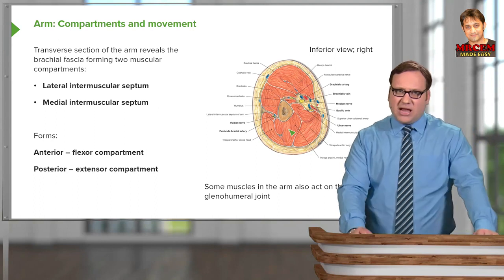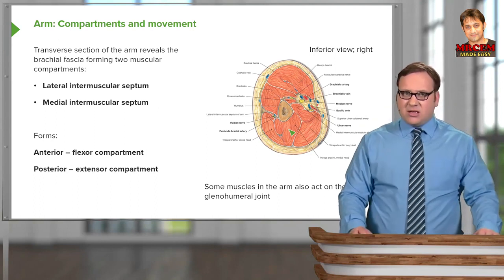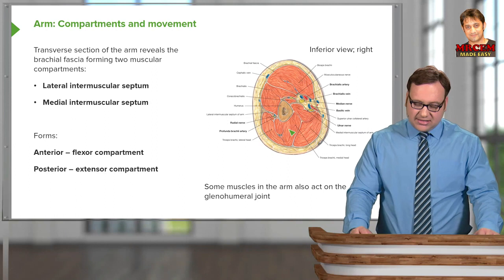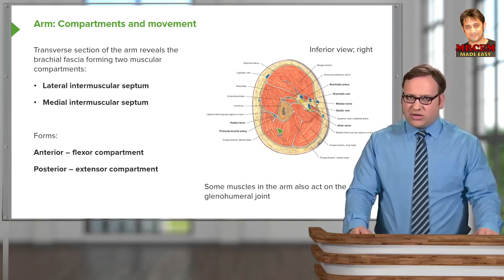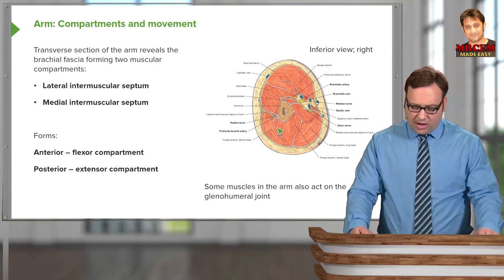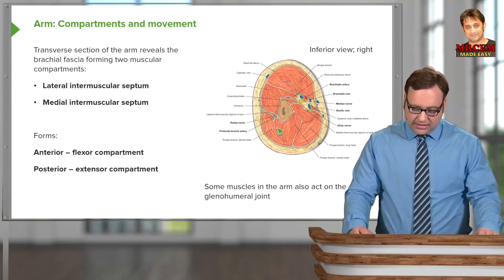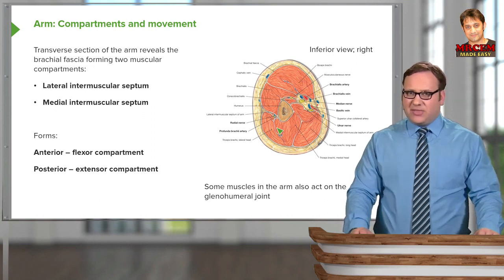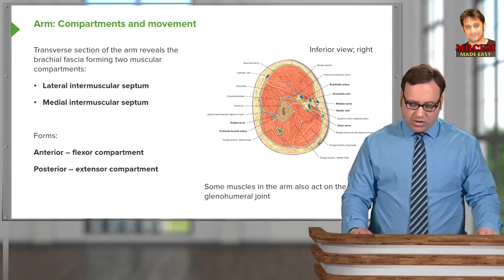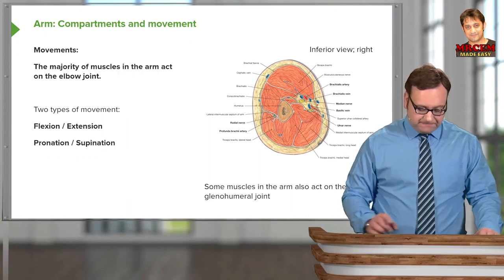The anterior compartment is the flexor compartment. The posterior compartment is the extensor compartment. So the muscles in these compartments flex the elbow joint and extend the elbow joint. Importantly though, it's important to remember that some of these muscles also act on the glenohumeral joint, as we'll see.